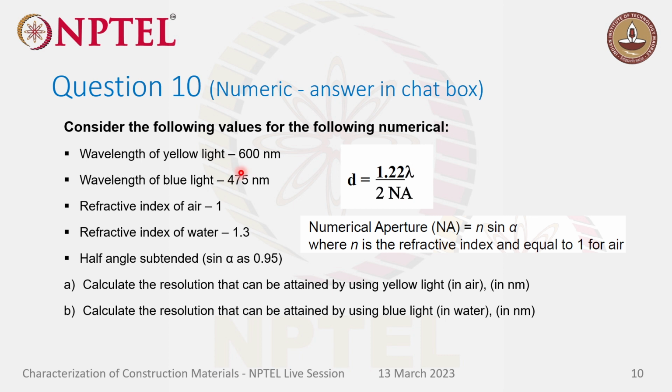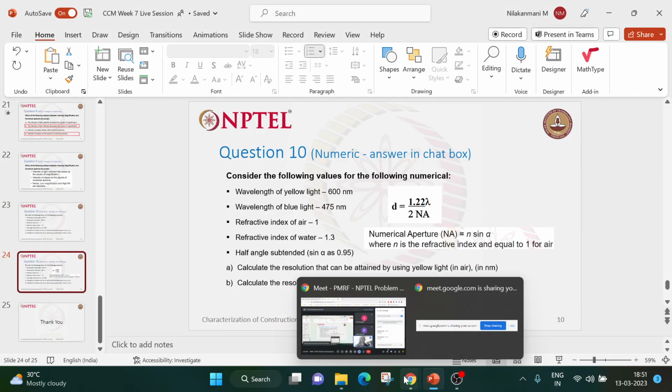Here the wavelength is already given, that's nothing but lambda. And the numerical aperture you have to calculate as n multiplied by sine alpha, and sine alpha is already given. Refractive index n is already given here for air and water. So in the first part you use yellow light and the refractive index of air to calculate the resolution. In part B you use blue light, with the refractive index of water as the medium. So it's very, very simple. Let's see the answers from the chat box.